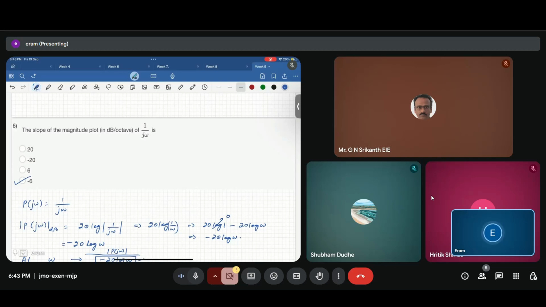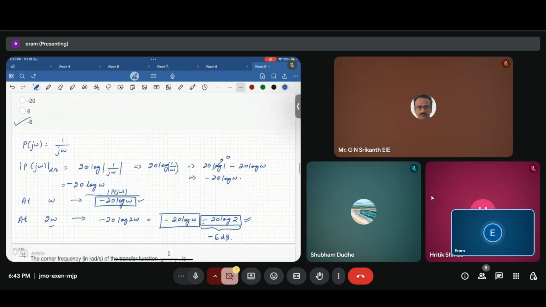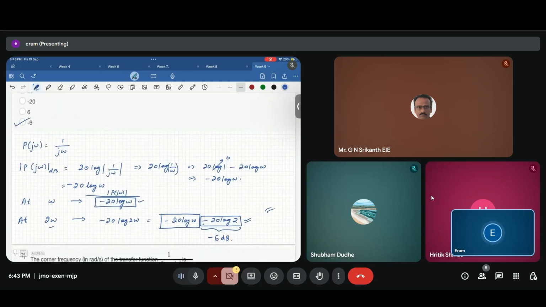And what if it was in decade? What will be the slope if we calculate in dB per decade? Yes, it will be minus 20. You can also calculate that using this logic. In that case, instead of 2 omega, it will be 10 omega.